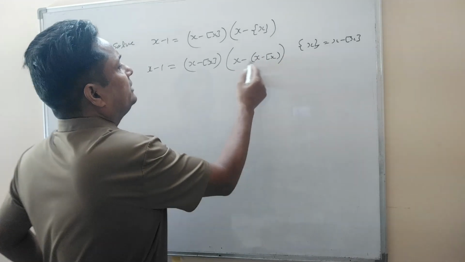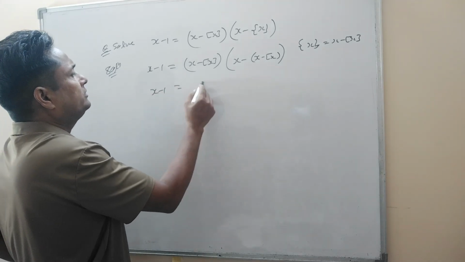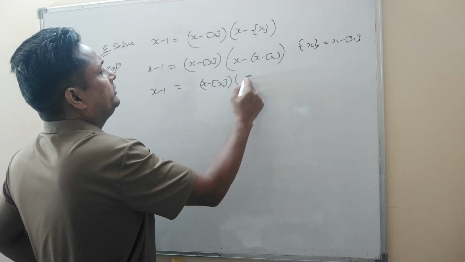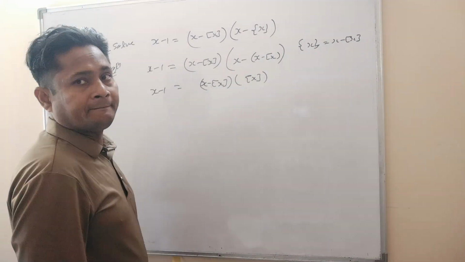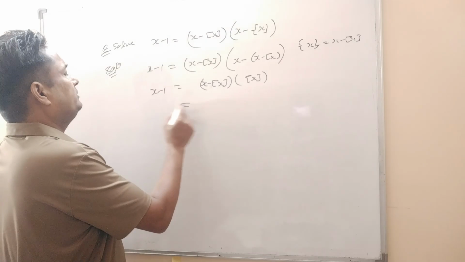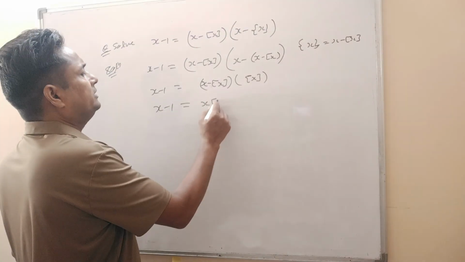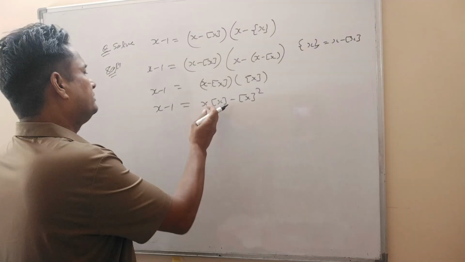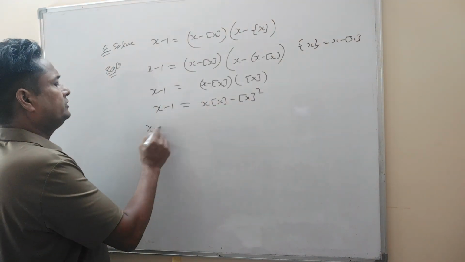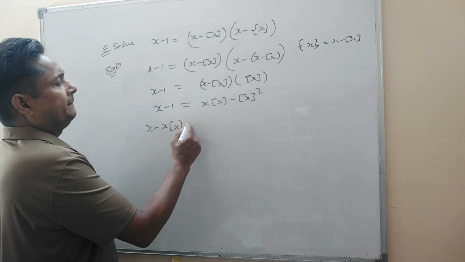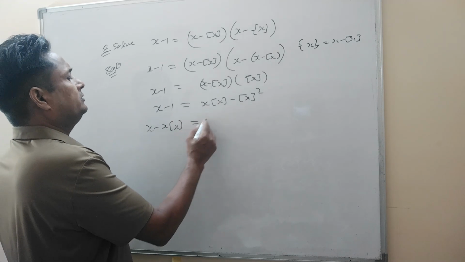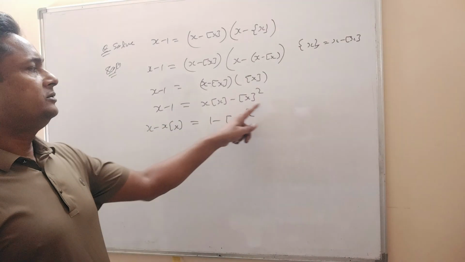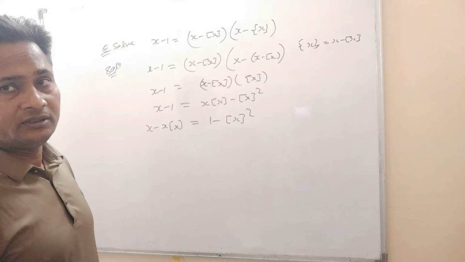So this will cancel out. So this will be x minus 1 is equal to x minus greatest integer x, and here it will be greatest integer x. Now multiply here. So x minus 1 will be equal to x times greatest integer x minus greatest integer x whole square. Take this side. So this will be x minus x greatest integer x is equal to 1 minus greatest integer x whole square.